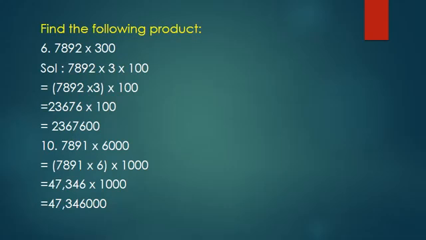Then question number 10 is also the same way. Here 7,891 multiplied by 6,000. So you can split 6,000 into 6 into 1000 and take the two numbers inside the bracket, 7,891 into 6, and outside the bracket multiplied by 1000. When you get the answer after multiplying the numbers in the bracket, you can put 3 zeros to the answer.